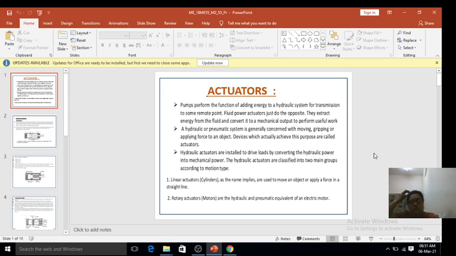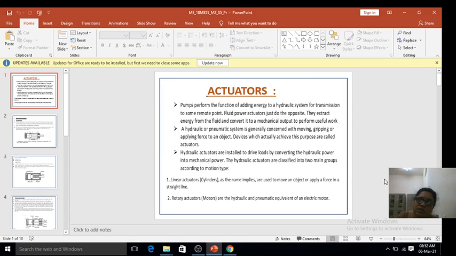In other words, pumps are the devices which convert mechanical energy into hydraulic energy, and then actuators convert hydraulic energy into mechanical energy, mechanical power. The actuators are classified into two types: linear actuators and rotary actuators.